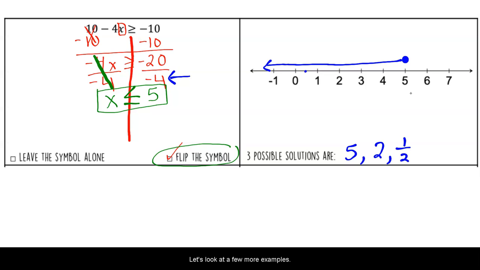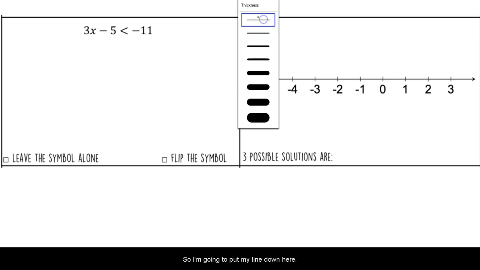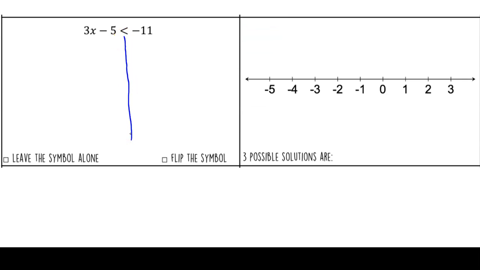Let's look at a few more examples. Okay, we have another example here. We have 3x minus 5 is less than 11. So I'm going to put my line down here. I have my variable on the left side. So I'm going to undo what's been done, 3 times x minus 5, by adding 5 to both sides first. I'm adding 5, nothing's flipping. I'm adding a positive 5, so my negative 5 and positive 5 are equal to 0, and that's going to cancel out.